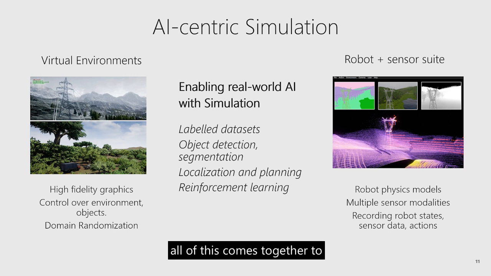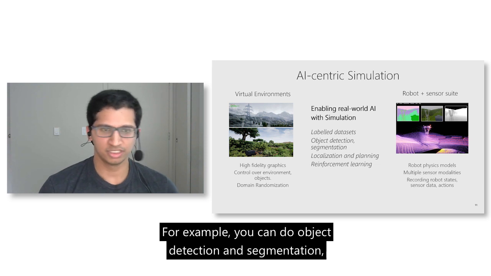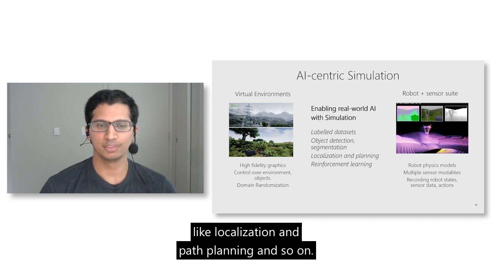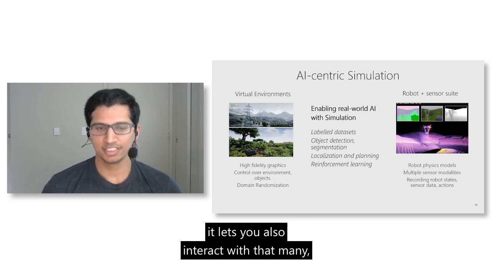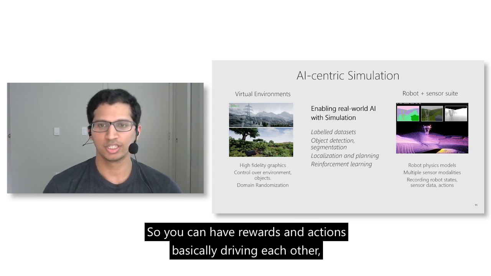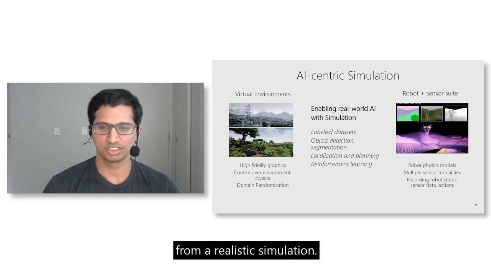At the end of the day, all of this comes together to enable real-world AI with simulation. To this end, we provide the ability to get labeled data for supervised learning tasks. For example, you can do object detection and segmentation. And you can also do robot-specific things like localization and path planning and so on. And of course, because it's a simulation, it lets you interact with it many, many times through reinforcement learning. So you can have rewards and actions basically driving each other. And then you can have an agent that learns from a realistic simulation.